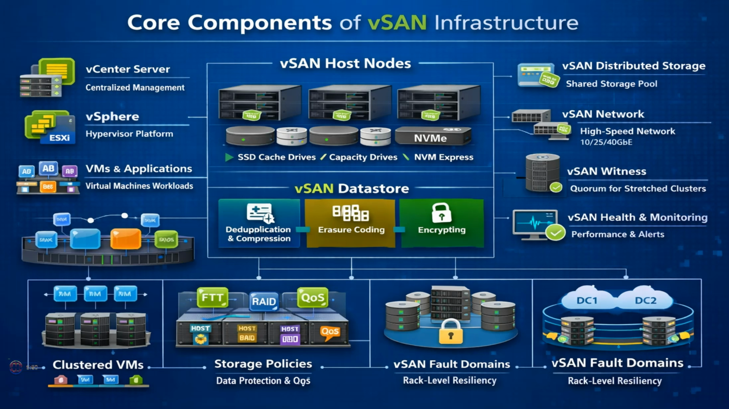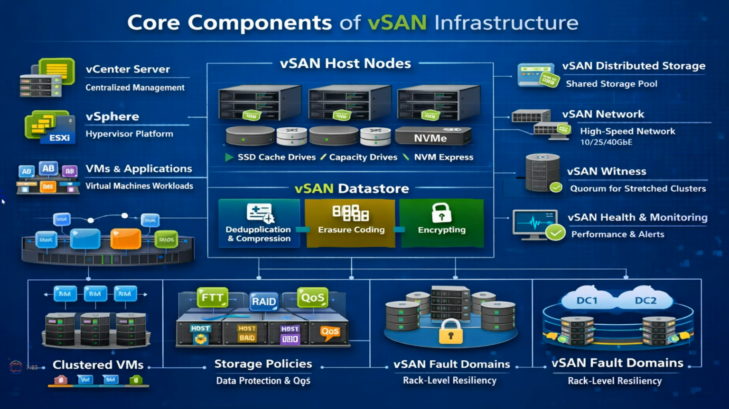Now look at the storage policy. In the storage policy, this is one of the most powerful features of vSAN. Instead of manually configuring RAID and replication, you define a policy like FTT, failures to tolerate, RAID level, and quality of service, and these policies are applied per VM. Different VMs can have different levels of performance and protection while sitting on the same datastore. So this is one of the advanced and key features of VMware policy.